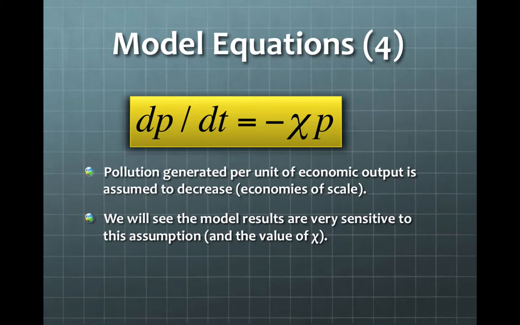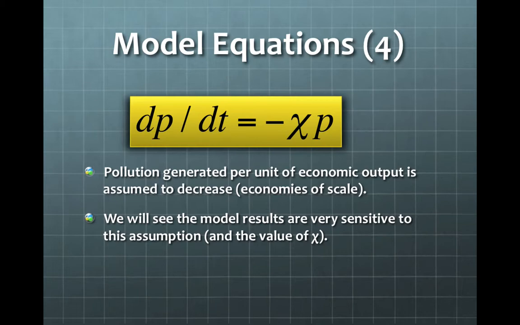So it's assumed to decrease over time. And one of the things we'll see with this model is that the model results are very sensitive to not only this assumption, but of course to the value of the parameter chi. And one of my criticisms of the model is that it really assumes that pollution decreases over time per unit output. I'm not sure that's realistic.